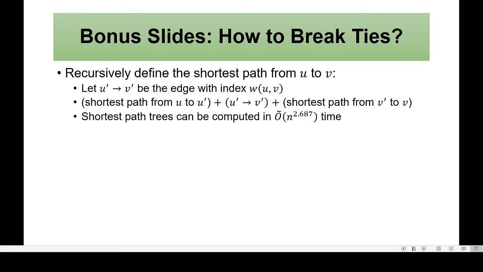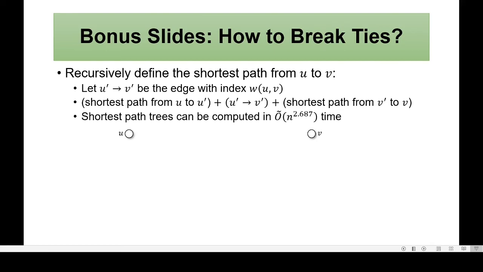And as we showed above, the shortest path tree can actually be computed in n^2.687 time. Actually, it can be computed in n squared time given all the values WUV.